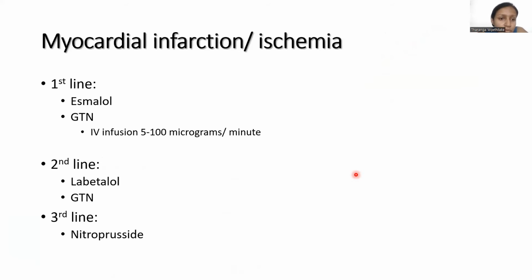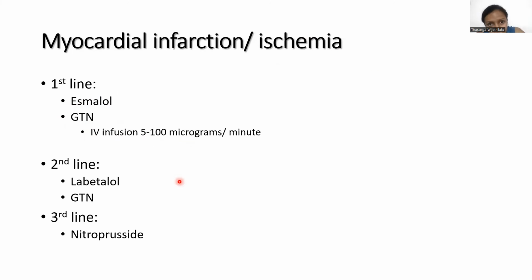So what about MIs, myocardial infarctions and ischemias? First line treatments are esmolol, again available in Sri Lanka, and GTN, very commonly available. If you can't find esmolol, don't worry about it. You can easily use GTN. GTN is a vasodilator. So it's a coronary vasodilator as well. So actually it's quite beneficial to give in myocardial infarctions. So generally we go for an IV infusion. It's not weight dependent. There is no relation to the weight. It just goes as micrograms per minute.